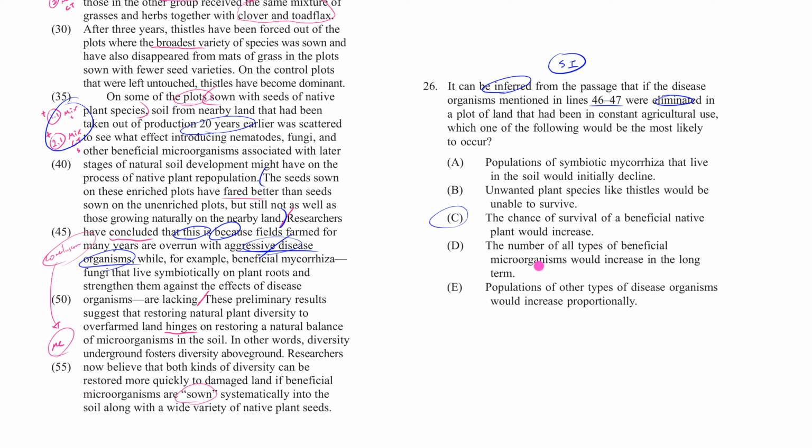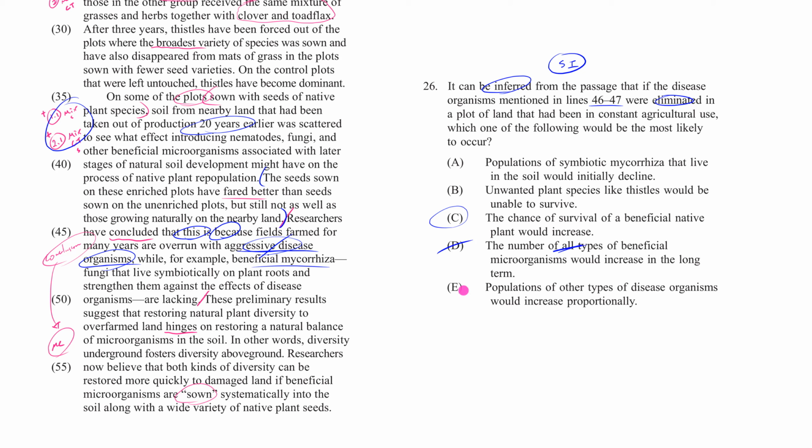If it said some types of beneficial microbes would increase, you get the sense that these disease organisms also fight for survival against the beneficial mycorrhiza. It's like a zero-sum game. The more of the aggressive disease ones, the less of the beneficial ones. So you'd expect that if you have less of the disease ones, you might have more of the beneficial ones. So that's what they're trying to go for with answer choice D. But then D says it too strongly. All types? I don't know all types. If you said some types, then maybe.